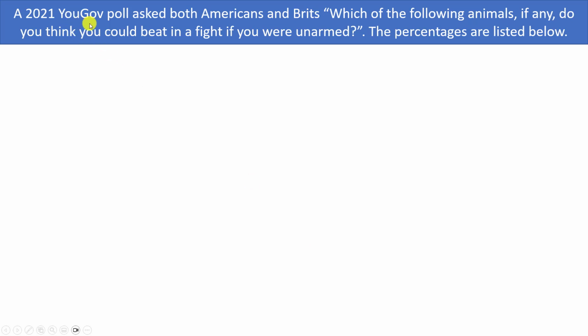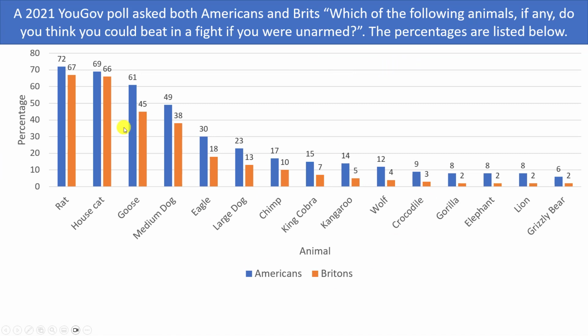A 2021 YouGov poll asked both Americans and Brits, which of the following animals, if any, do you think you could beat in a fight if you were unarmed? So kind of a comical little survey here, and the percentages are listed below. We have anything from the rat, the house cat, the goose, the medium dog, the eagle, the large dog, the chimp, the king cobra, the kangaroo, the wolf, the crocodile, the gorilla, the elephant, the lion, and the grizzly bear. And we have what percentage of individuals thought they could win in this fight if they were unarmed.